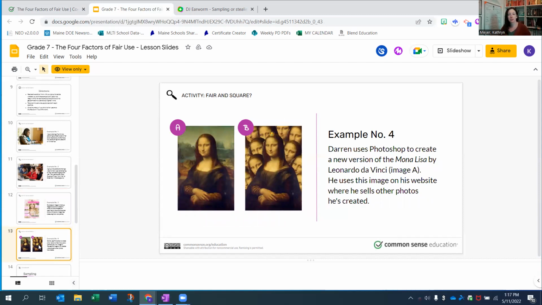Darren uses Photoshop to create a new version of the Mona Lisa by Leonardo da Vinci, which is image A. And then he uses this image on his website where he sells other photos that he's created, and that's image B. So is Darren within the rights of fair use? I think this is a great little lesson on its own. It would not take 50 minutes. This would take 25 minutes or so.